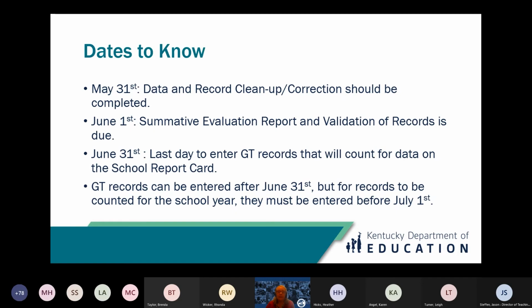June 31st is the last day to enter GT records that will count for data on the school report card. But don't forget that you can enter records anytime after June the 31st. They just won't count towards the school year. They have to be entered before July 1st because that is when Data Enterprise begins to collect that information for the school report card.